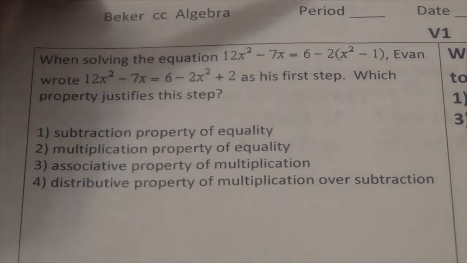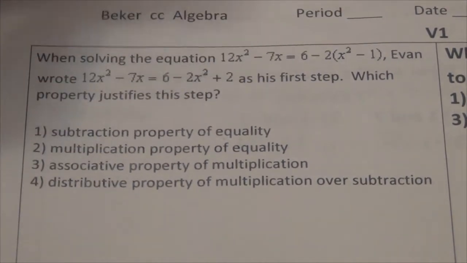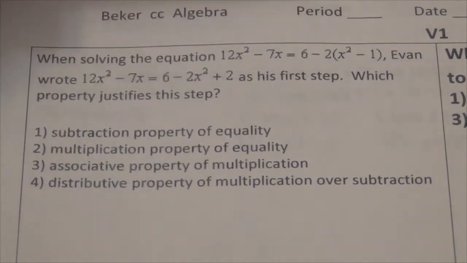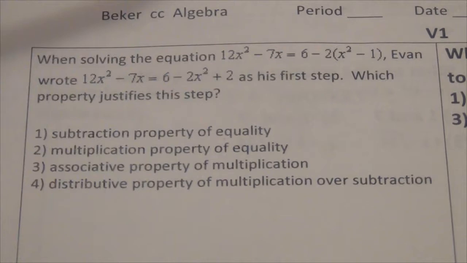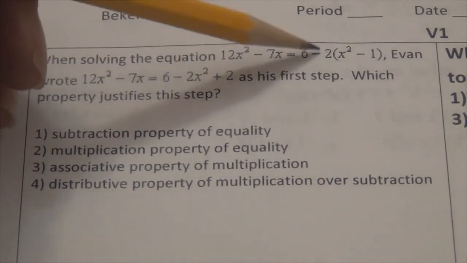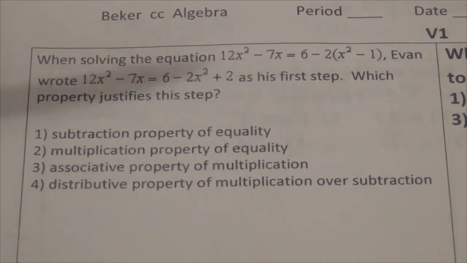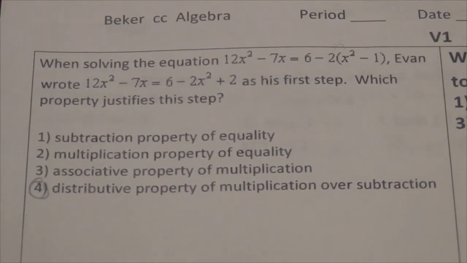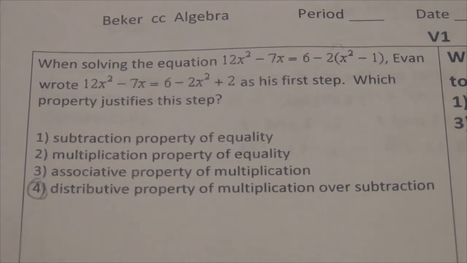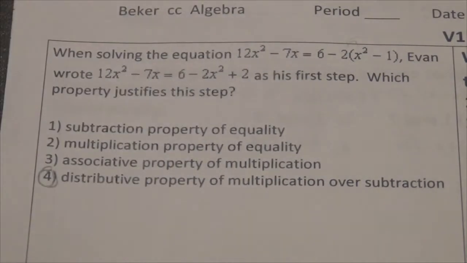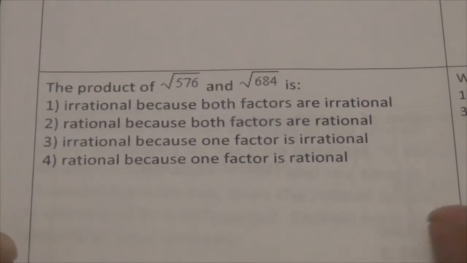Well, look at this. What's here that is not here? Well, negative 2 times, and you have parentheses, which is basically a sign of distribution. Look at this. Negative 2 times x squared is negative 2x squared. Then negative 2 times negative 1 is positive 2. This is distributive property. So the answer is distributive property. Got that? Okay. It doesn't say to explain, so I'm not going to explain in writing. I did already explain to you.